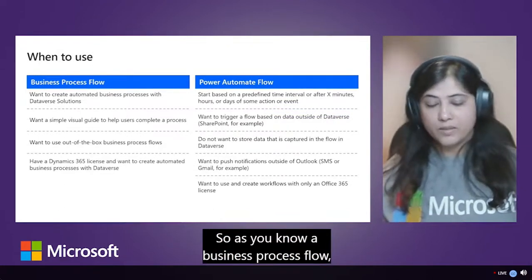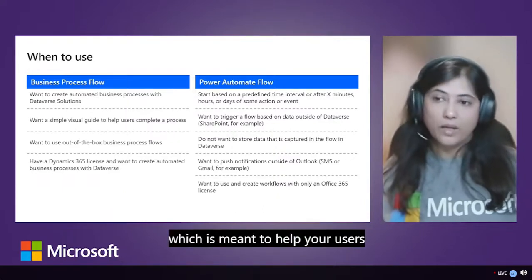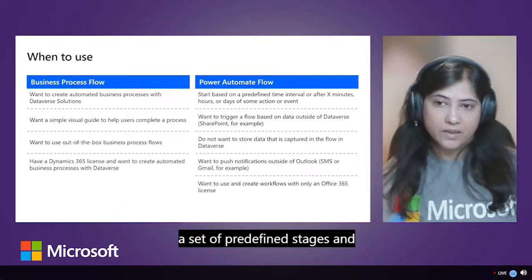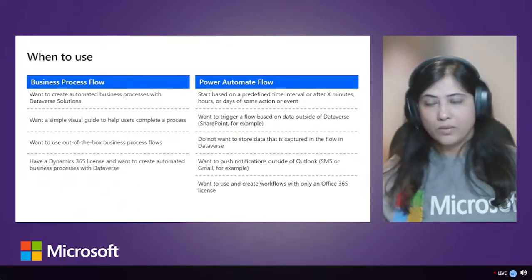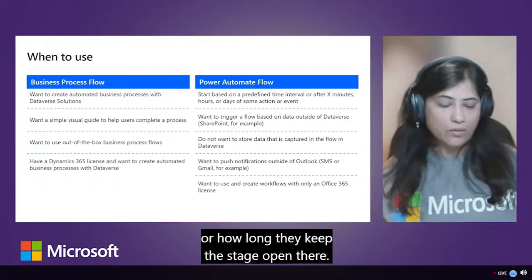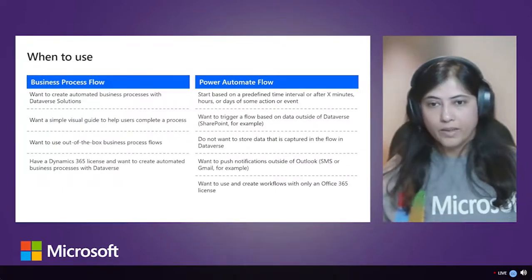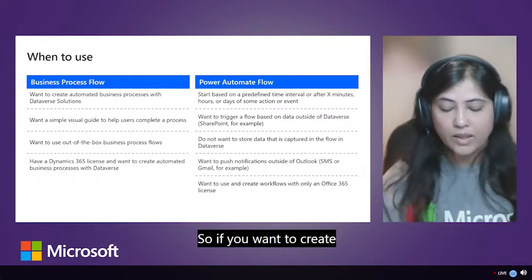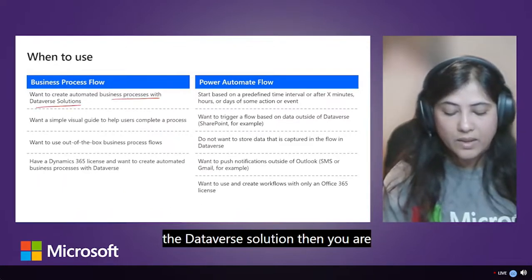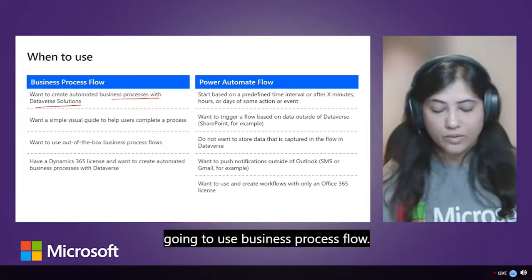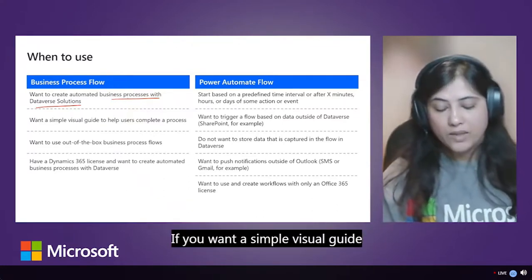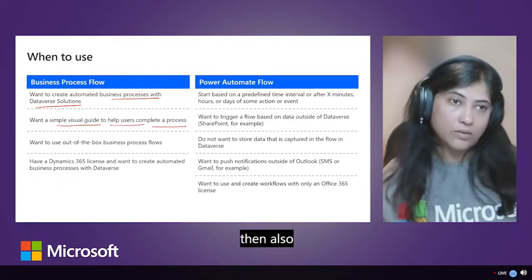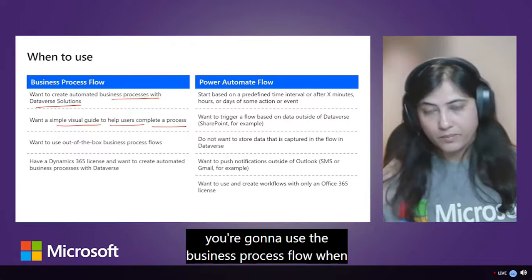So as you know, a business process flow is a visual guide which is meant to help your users complete a business process by using a set of predefined stages. And the users are not limited on how long they run the business process or how long they keep the stage open there. So all the data is associated in that Dataverse. So if you want to create automated business processes with the Dataverse solution, then you are going to use business process flow. If you want a simple visual guide to help your users complete a process, then also you're going to use the business process flow.